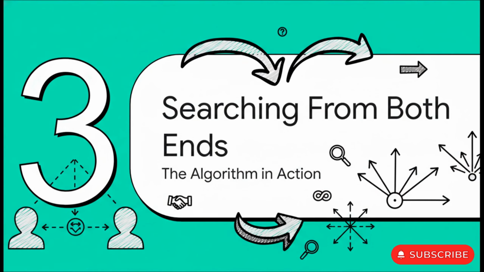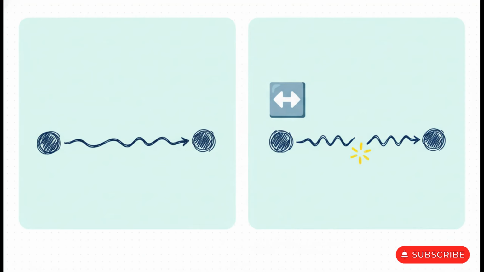All right, so how do we take this really simple idea of two friends meeting up and turn it into an actual working search algorithm? Let's take a look at how it works in action. Okay, here's the magic. Instead of one search party just pushing forward, we launch two of them. The first one starts at the beginning, at our starting node, and moves forward like normal. But the second one starts at the goal and searches backward toward the start. And the really cool part is they're both running at the exact same time.